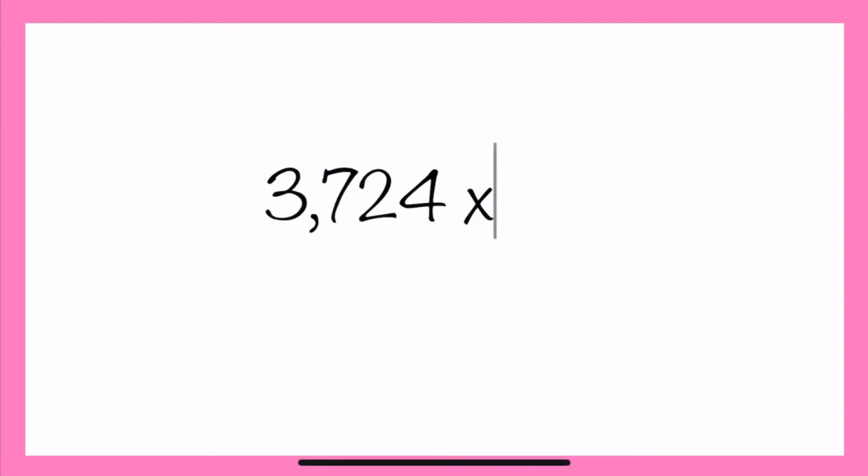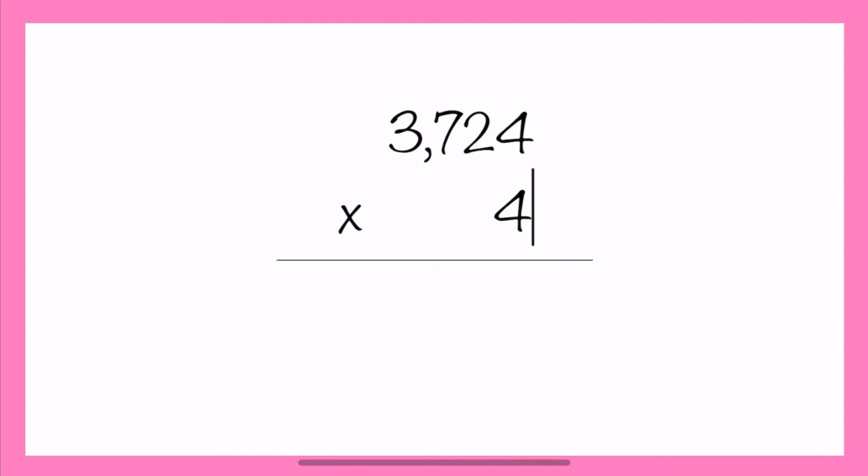As you get better at this, you'll probably stop referring to the place values as much. So let's try another one without referring to the specific place values. So we have 3,724 times 4. Now, don't let this big number punk you. Remember, we're just multiplying the top digits by the bottom digit.